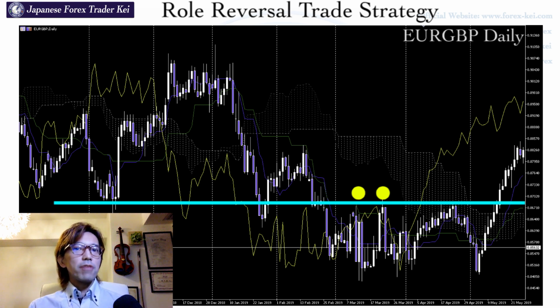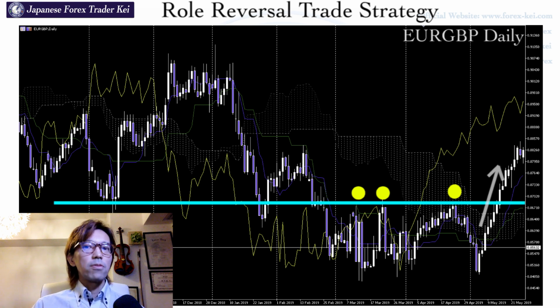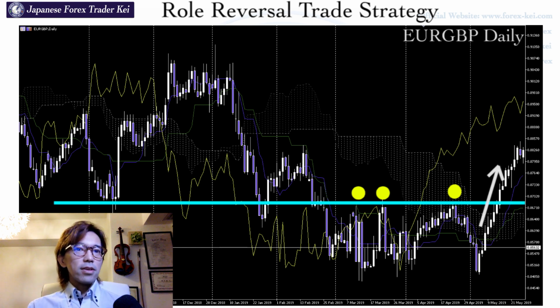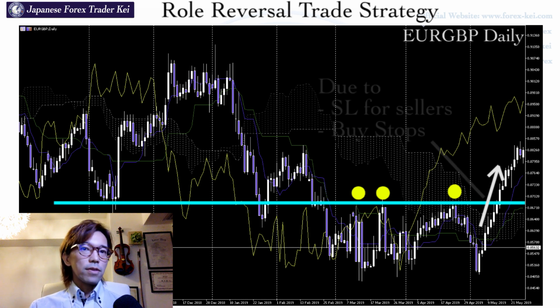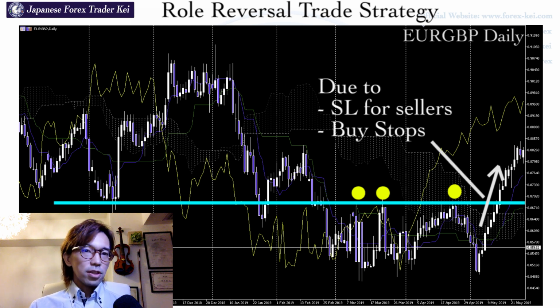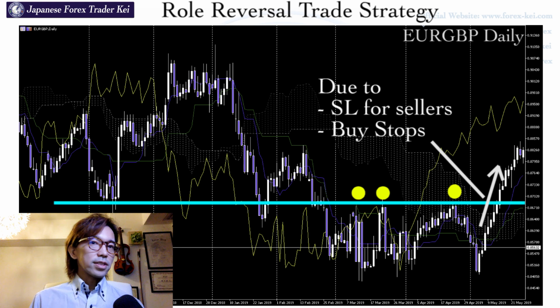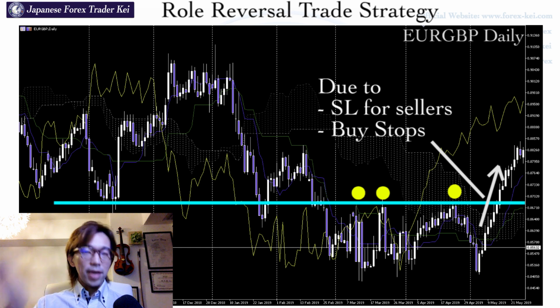After it was rejected one more time, the price broke this resistance line upwards and kept on moving up. That's because there are lots of stop loss orders from those who have sell positions here, and also new buy stop orders accumulated on this price level. So when you find role reversal lines, you can expect that they might be supported or resisted in the future, but also prepare for a breakout, because when it happens, it tends to move big.